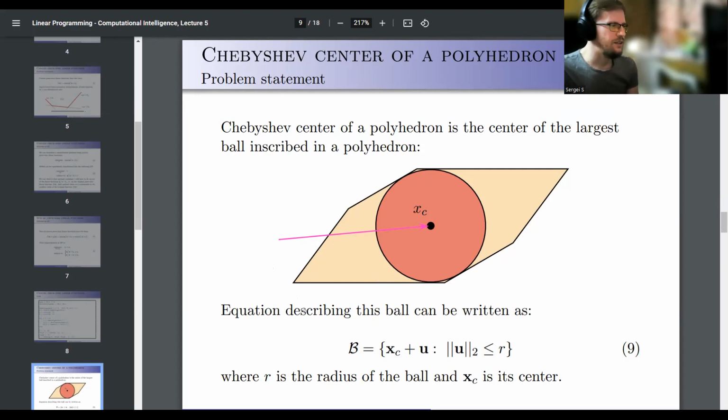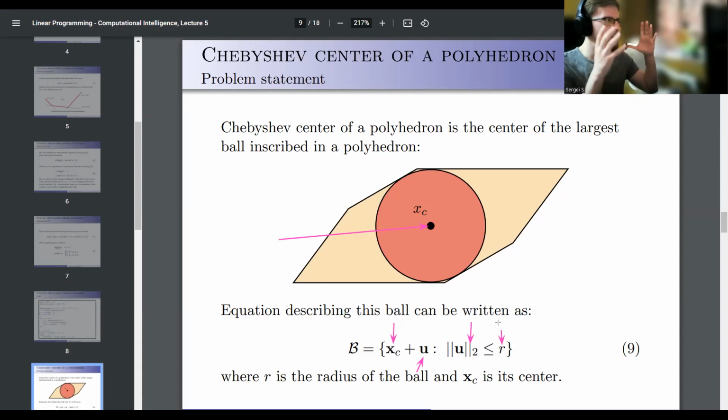And the equation describing this ball is x_c, the center of the ball, plus u, where u is in a ball with a radius R. Sorry, not a unit ball. So the norm of u squared is less than or equal to R squared.